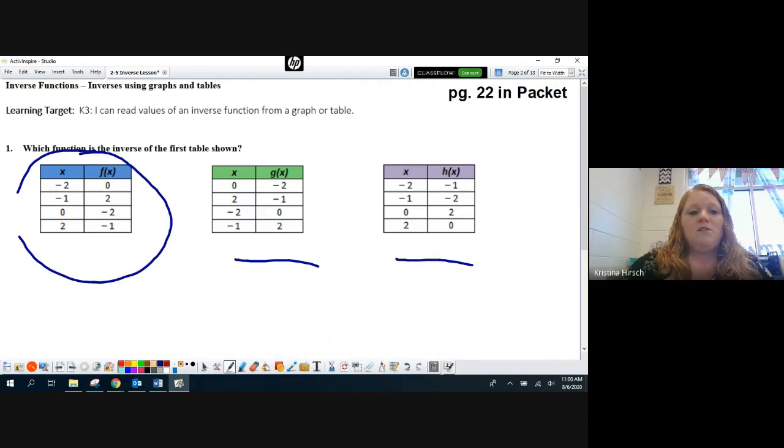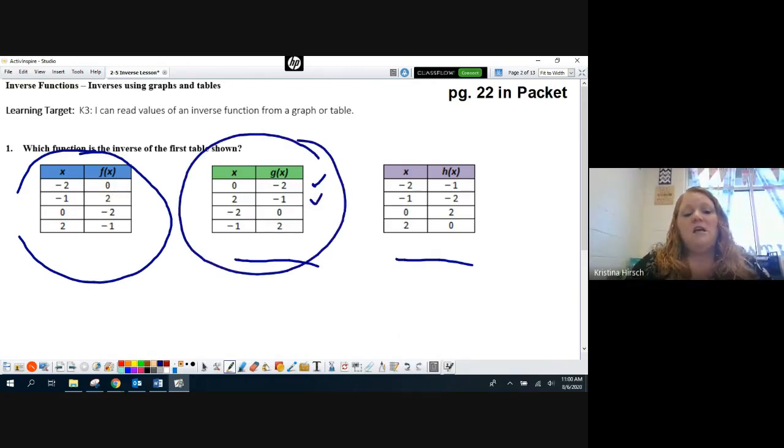So here we start out with -2, 0. That means we would have to have 0, -2. Well, that's right here. We start out with -1, 2. So if we flip-flop to -1 here and so on. All right, so these two functions actually represent inverse functions from within a table. So that's how you can tell if two functions are inverses, by looking at a table. You literally look at the x's and the y's, and they switch places.